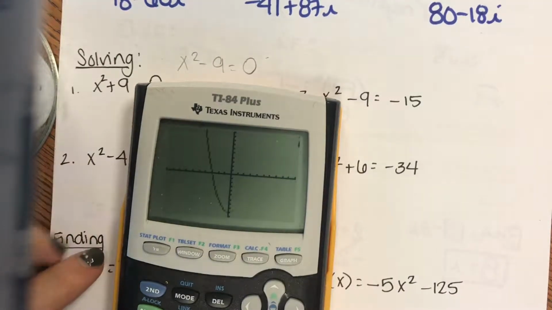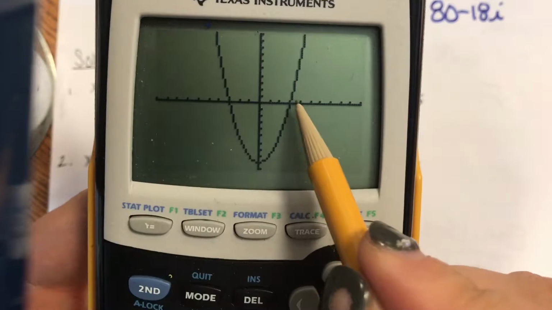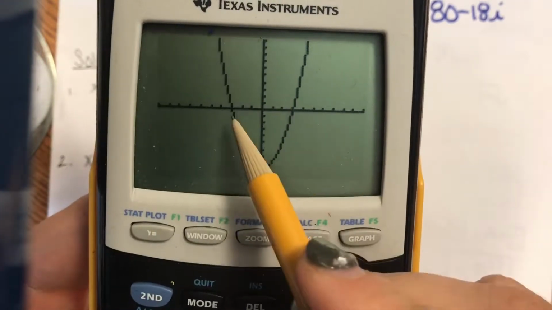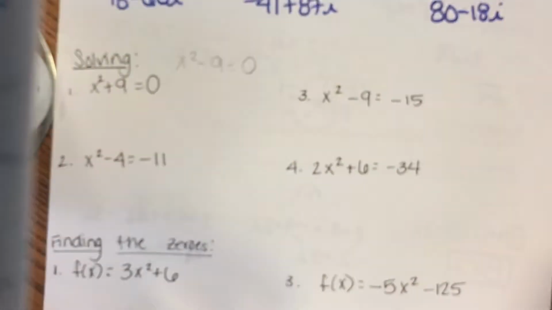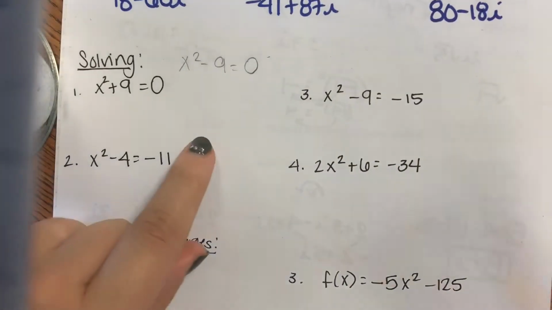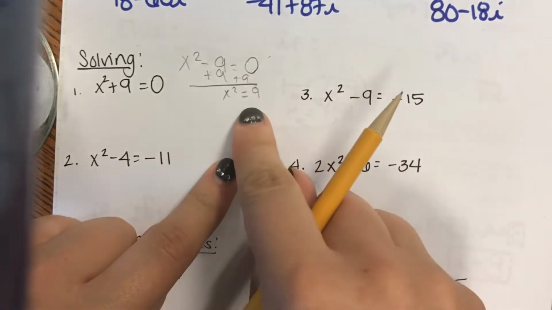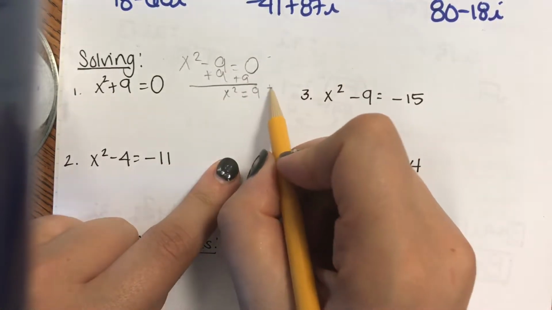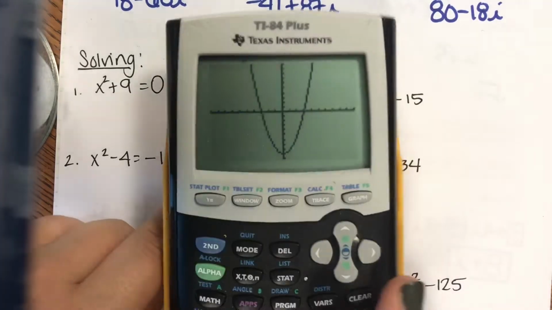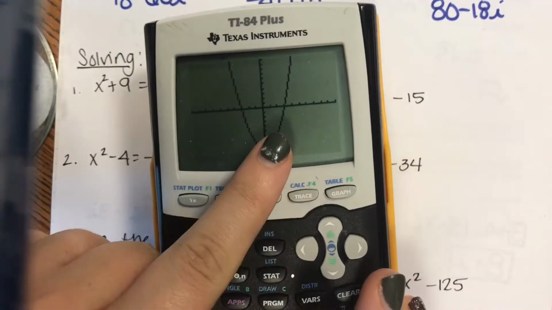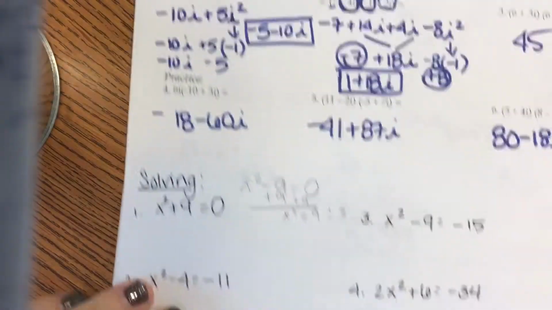Remember, the solutions to this are just where it crosses the x-axis. So see how there's two solutions? There's x equals positive 3 and x equals negative 3. That's because if you were to solve this, you would have added 9 to both sides. X squared would equal positive 9, and then you would take the square root of positive 9, which is positive and negative 3, which, going back to the graph, makes sense. Positive 3, negative 3. Okay?